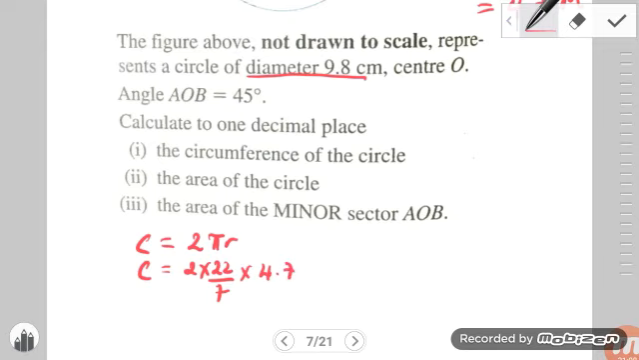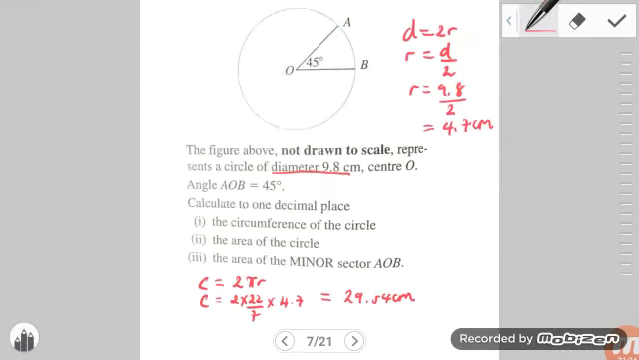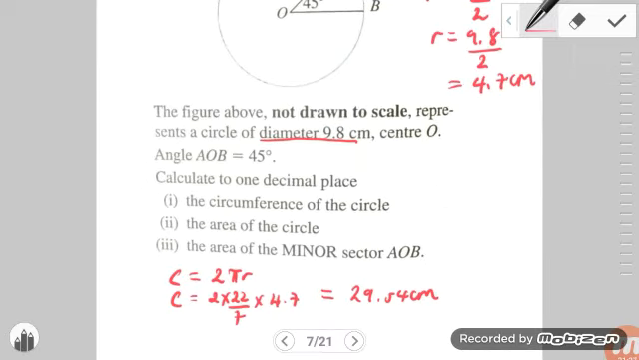I have a decimal, so that's centimeter. Let's go ahead and use my calculator. So that's 2 multiplied by 22 divided by 7 multiplied by 4.9. And that's giving me a circumference of 30.8 centimeter. Okay, and it says to 1 decimal place, so I know that this is 30.8 centimeter.